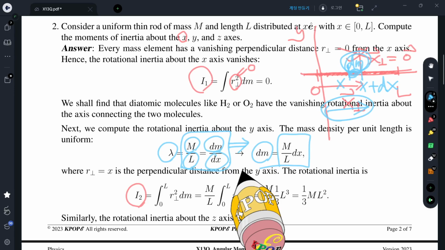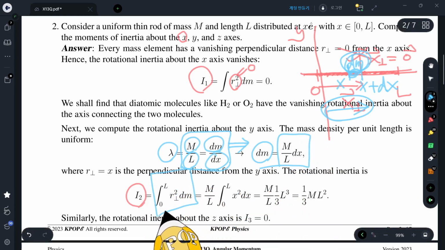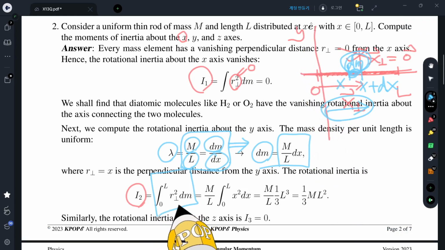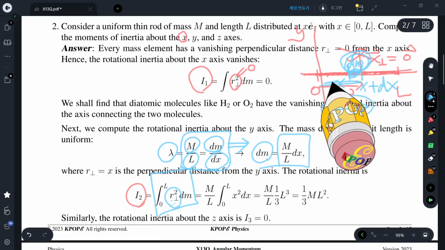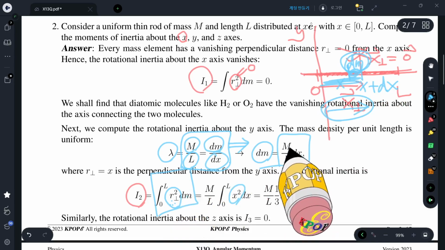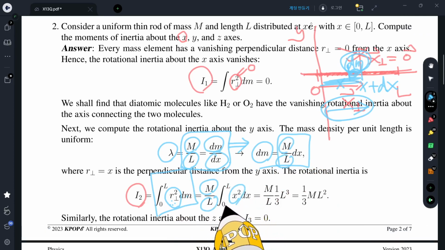Now we substitute this into the definition of the rotational inertia about the y-axis. The radius, or lever arm squared, is x squared, and the mass element is capital M over L. We should carry out the integration from 0 to L.